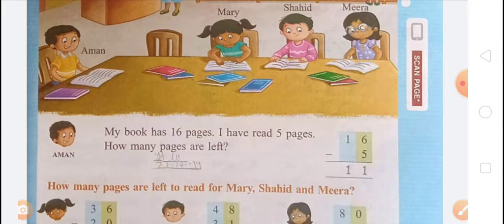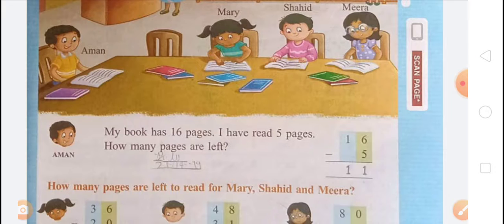So my book has 16 pages, I have read 5 pages, how many pages are left? Then we have to subtract 5 from 16. 16 is the total number of pages and 5 is the pages that have been read. So 16 minus 5: 6 minus 5 is 1, and 1 minus 0 is 1, that is 11. So Aman has 11 pages left to read.